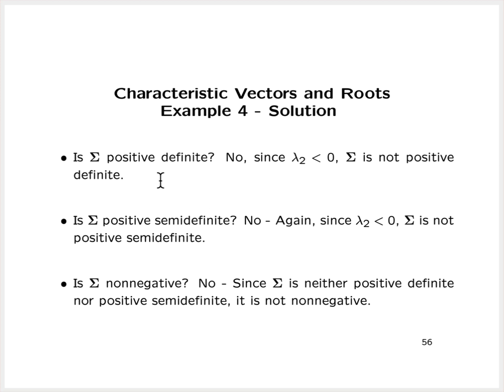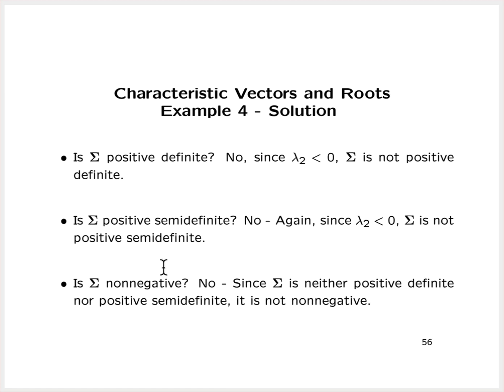Is cap sig positive definite? No. Again, since it has a negative characteristic root, it is not positive definite. Is it positive semi-definite? No. Because it has a negative characteristic root, it is not a positive semi-definite matrix.